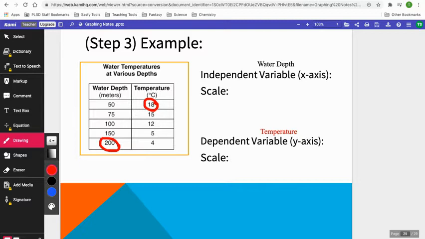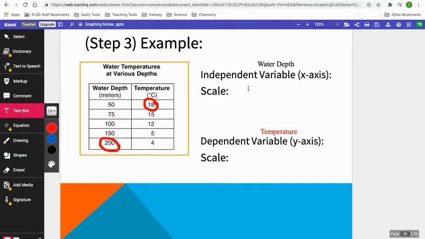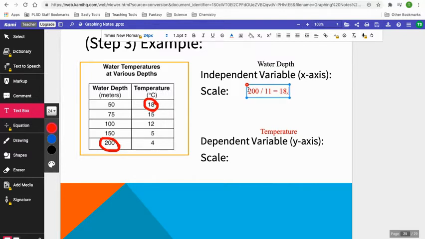So I'm going to take 200 and divide it by 11, and that's going to equal, I believe, 18.18. I'm going to round that up to 19. But like I said, always round it to an even number. So I'm just going to say 20. I'm going to round this up to 20. And you'll see what this is used for.